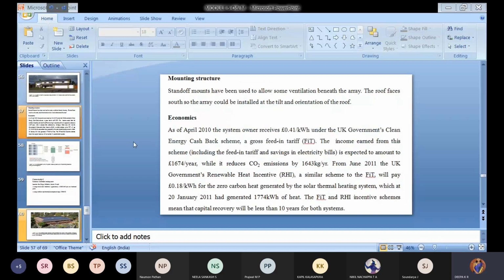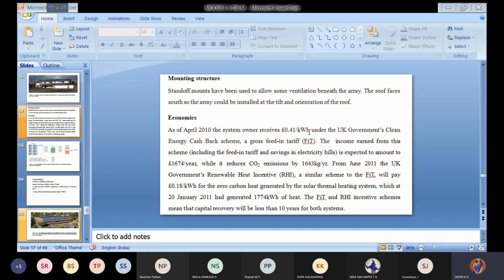So next is economically, what they have invested, what FIT they are getting, and how much they are recovering the system. So as of April 2010, the system owner receives $0.1 per kilowatt hour under the UK government clean energy cashback scheme, a feed-in tariff. So a lucky person, he has installed it under a FIT of the government clean energy cashback scheme, where it is going to pay $0.14 for every kilowatt hour of power.